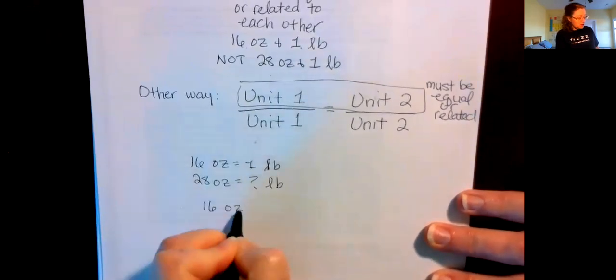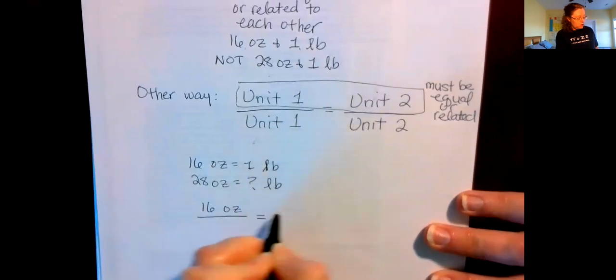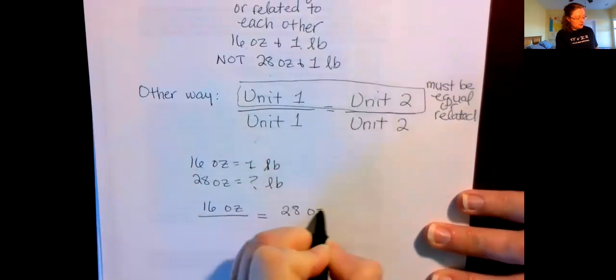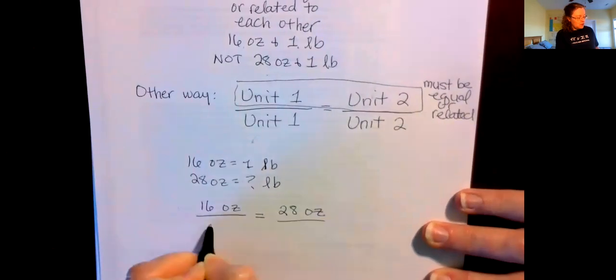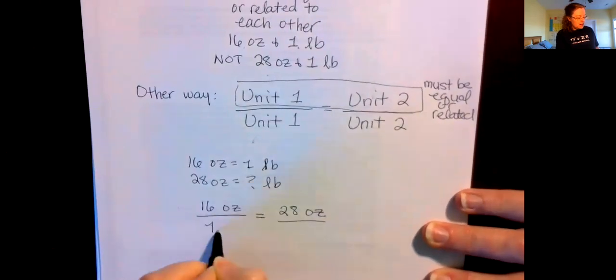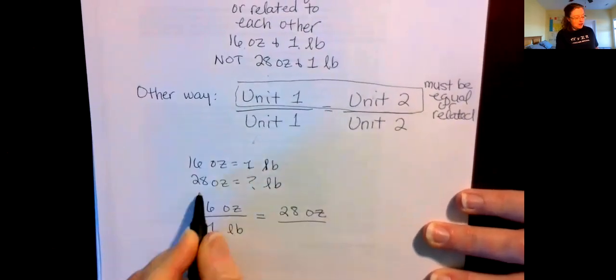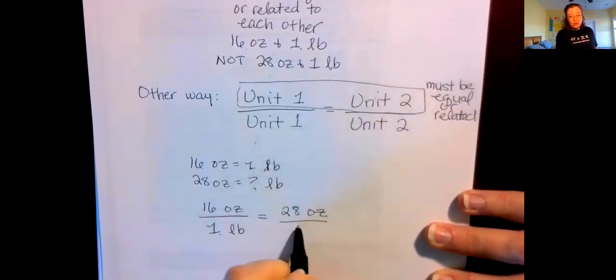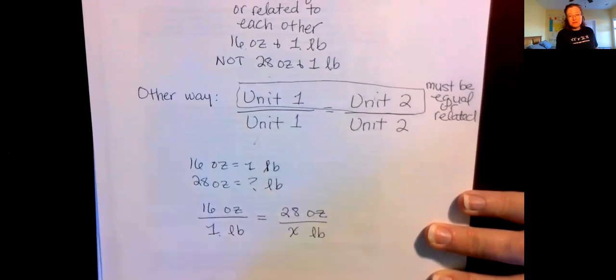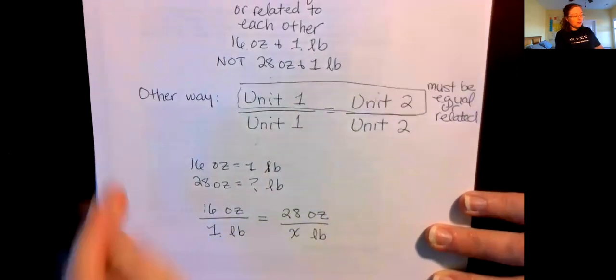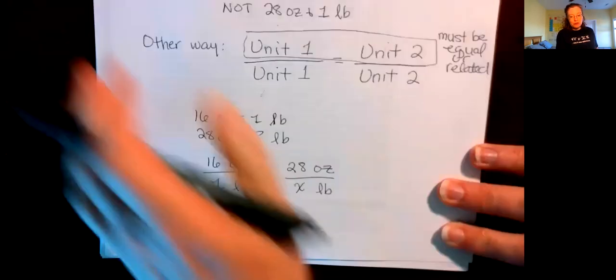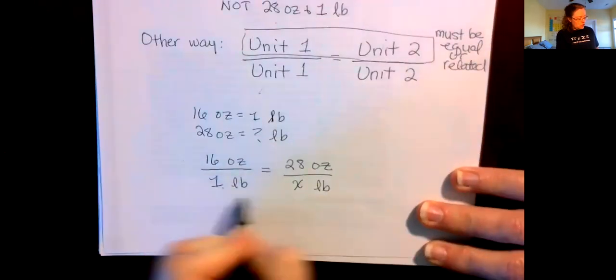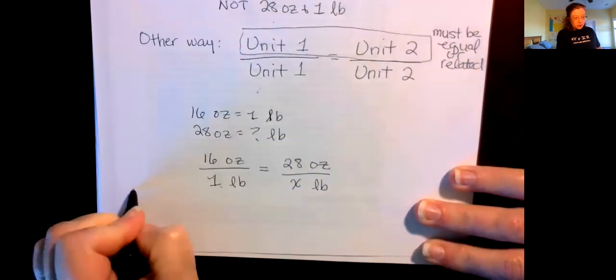So 16 ounces will be equal to 28 ounces. The 1 pound needs to stay with the 16 ounces. These equal each other. Over here, I don't know what is related to 28 ounces. That's what I'm trying to find out. So this is where I would put the X pounds. To solve for X, you need to cross multiply. Where should I write that? Cross multiply.